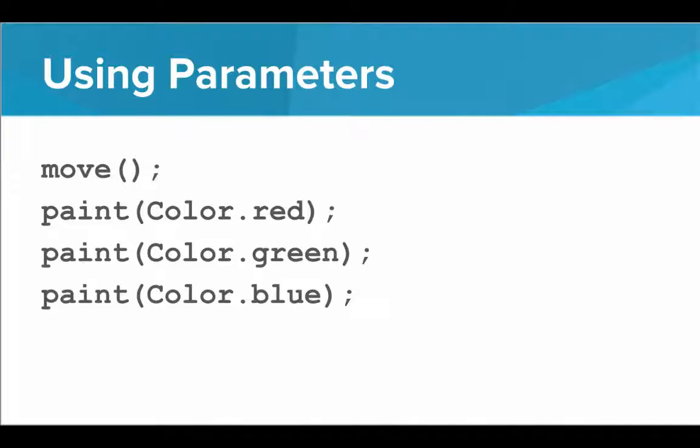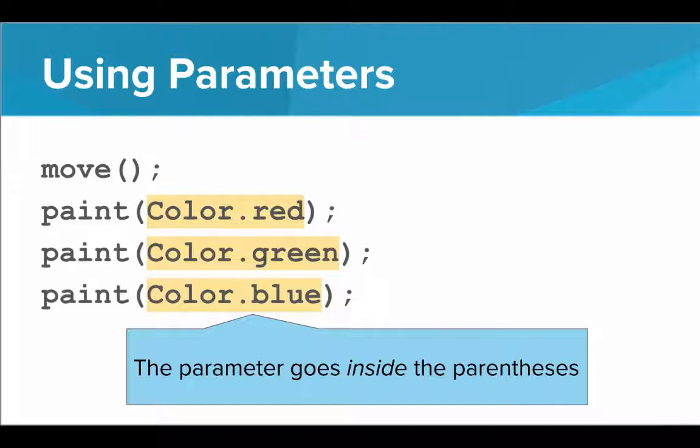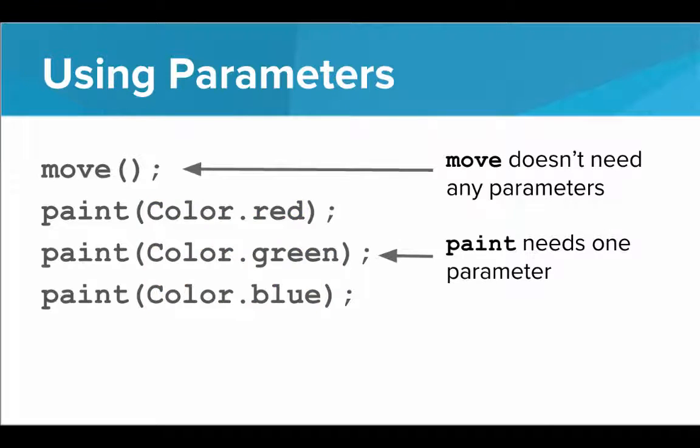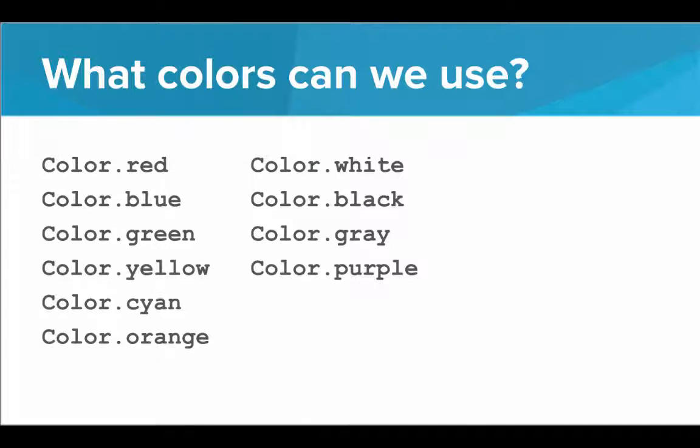So how can we use parameters? All we have to do is call the function, we call paint, and inside the parentheses, we pass in the parameter that we want. The parameter goes inside the parentheses, but we have to make sure that we still close the parentheses. Notice that move doesn't need any parameters. Move is a function that takes no parameters, whereas paint needs one parameter. You need to give a color to paint so that it knows what to do. So that's how we pass colors in as parameters.